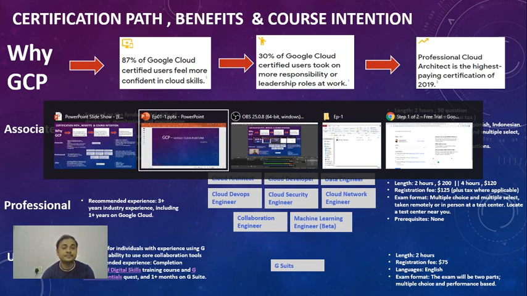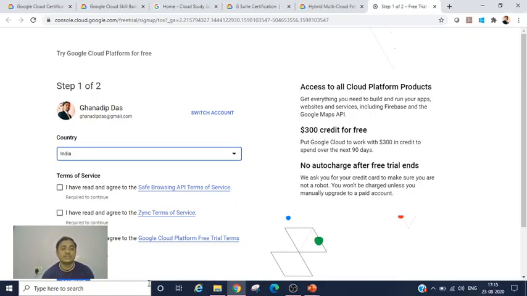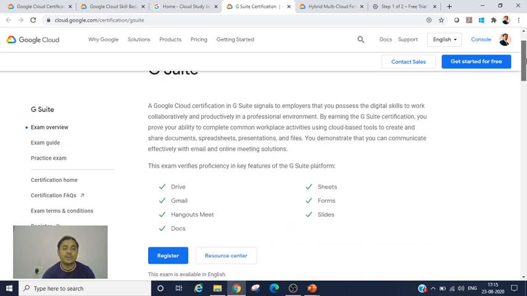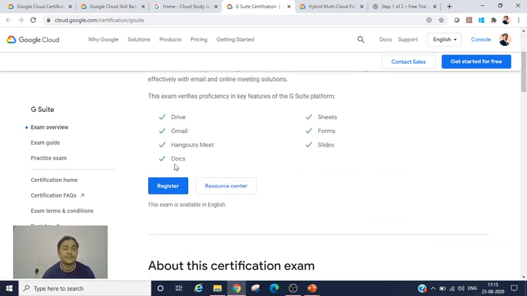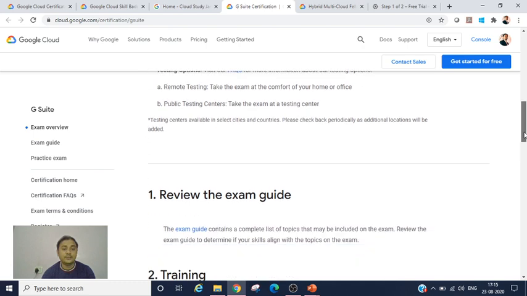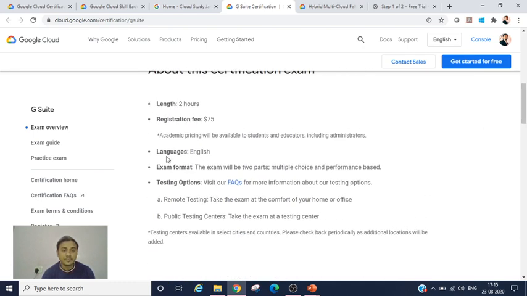Let's look into the website to see what G Suite is. I have already opened this link so that it would be easy for you. G Suite normally consists of these things: your G Drive, Gmail, Hangout, all the Google apps. This is the ecosystem for that. We already discussed the exam format and this 2 hours part, right?